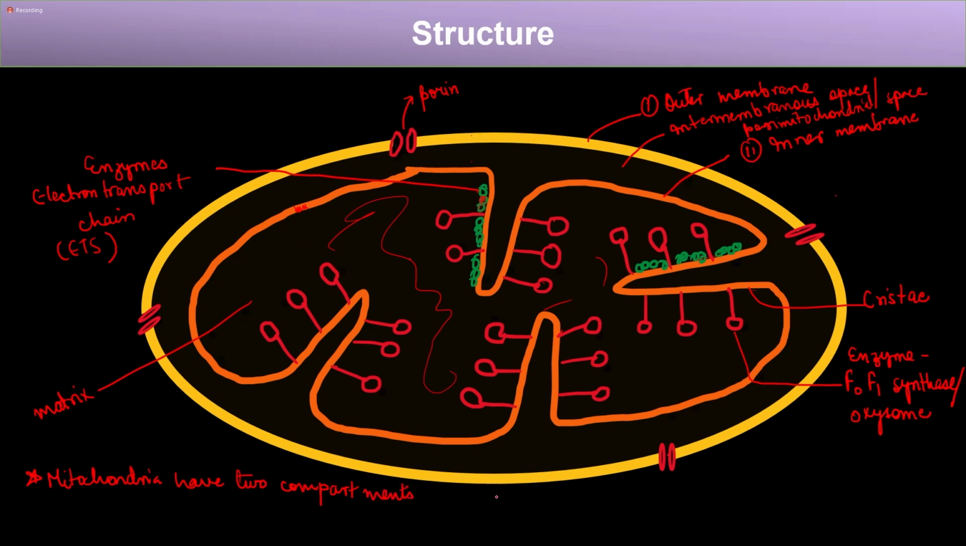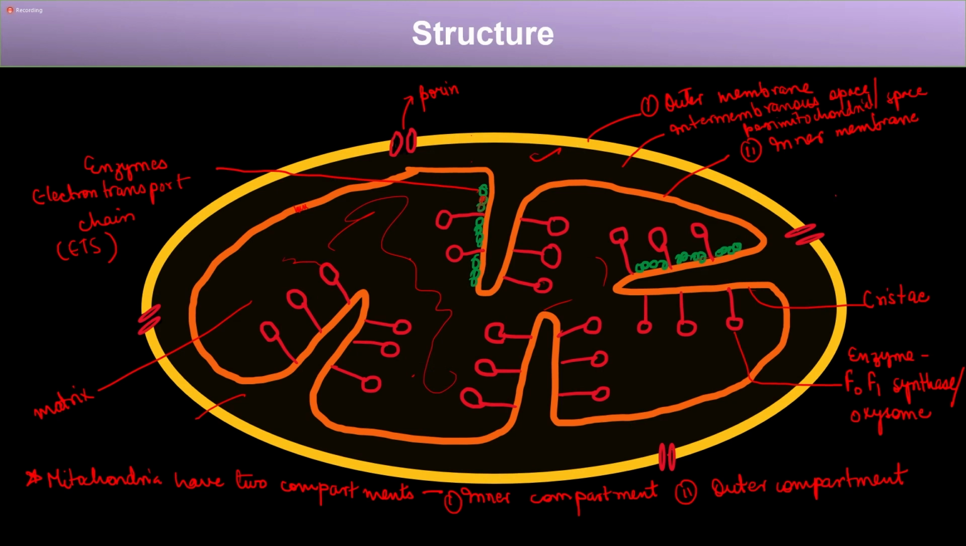So it has one inner compartment that comprises the matrix, and the outer compartment. And what does the outer compartment comprise? It comprises the intermembranous space, right? So the mitochondria have two compartments, the inner compartment and the outer compartment.